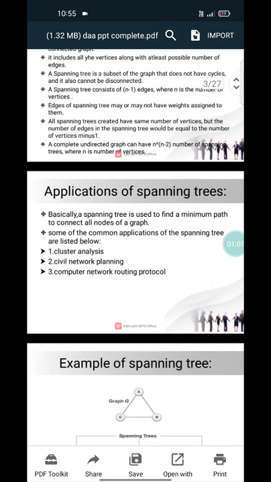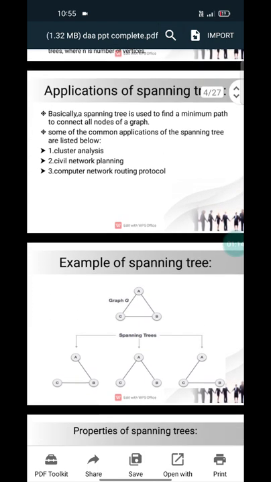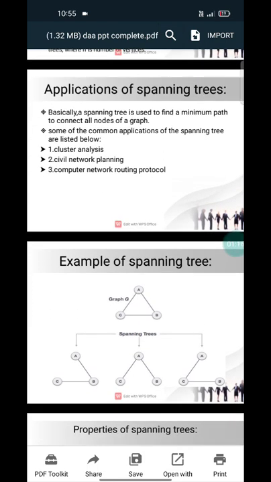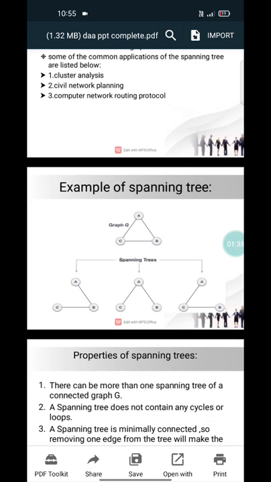A complete undirected graph can have n^(n-2) spanning trees, where n is the number of vertices. Applications of spanning tree. Here we have some applications of spanning tree. Basically, a spanning tree is used to find a minimum path to connect all nodes of a graph. Some of the common applications of the spanning tree are cluster analysis, civil network planning, and computer network routing protocols.